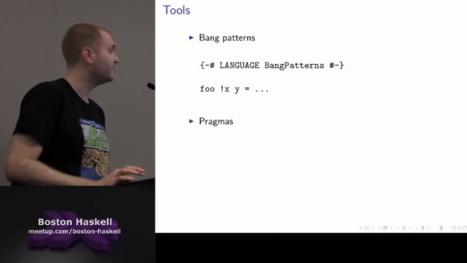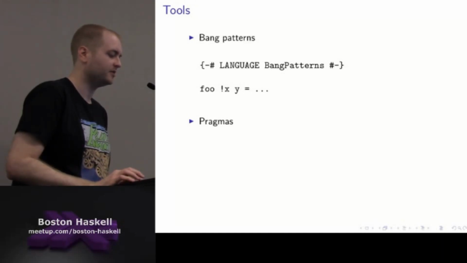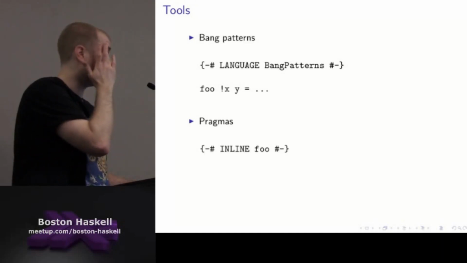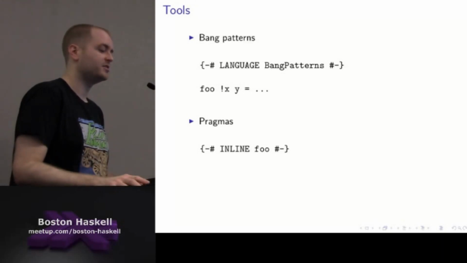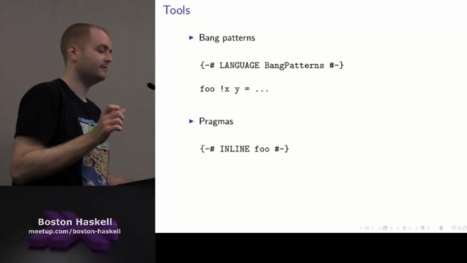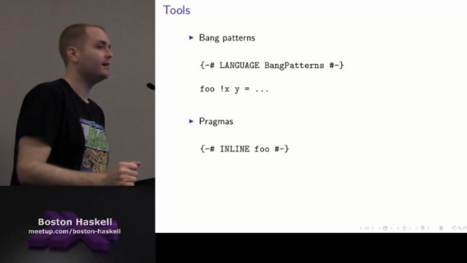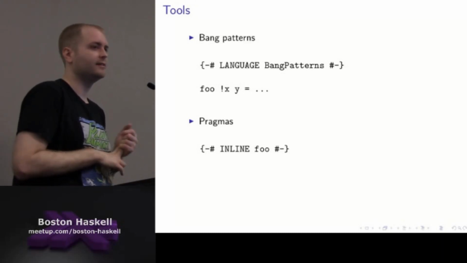And then there's a few pragmas that tend to be useful, and I'm going to use in these examples. First one is inline. This tells GHC to definitely inline foo. So it makes sure that it is able to do that, and at every opportunity it will inline foo.